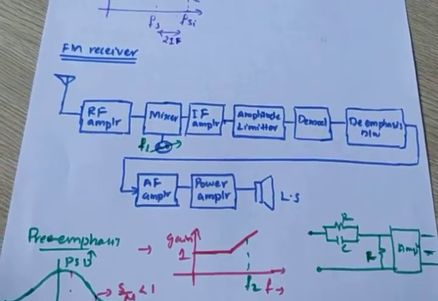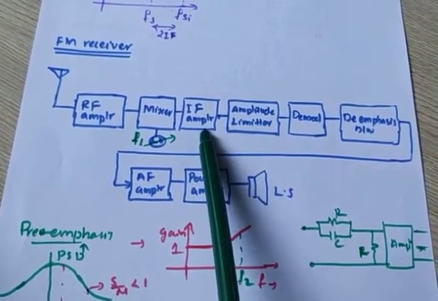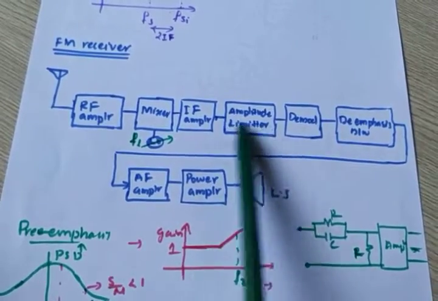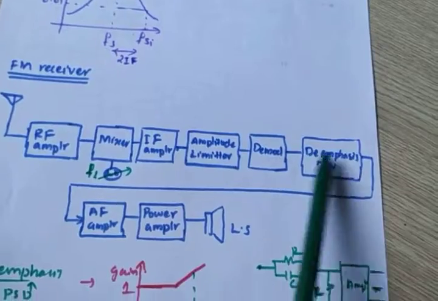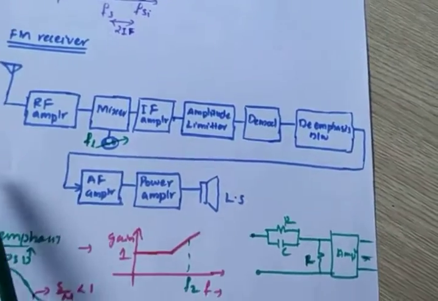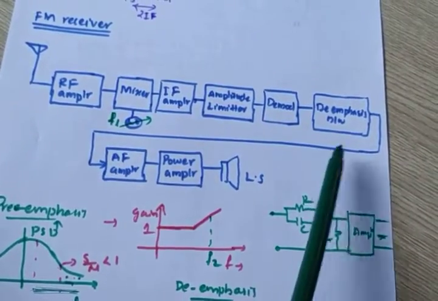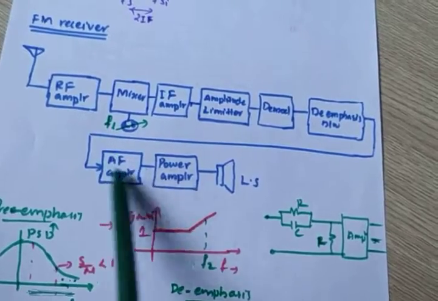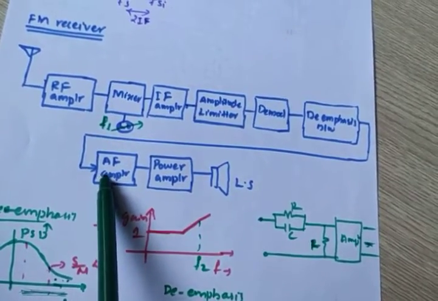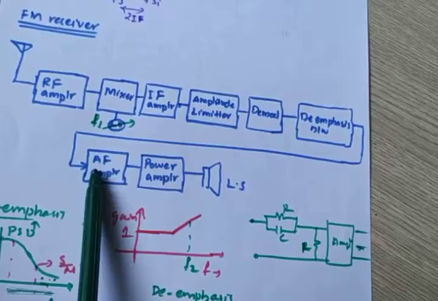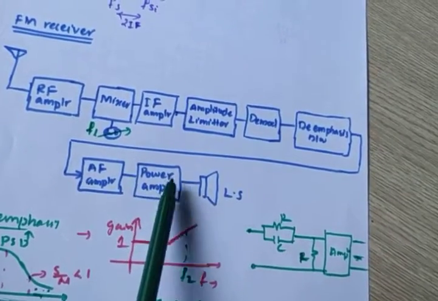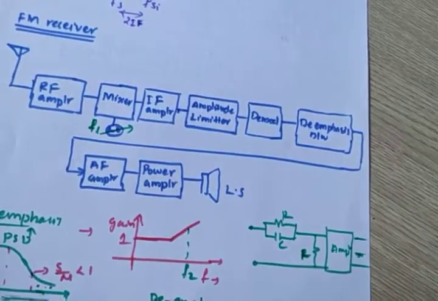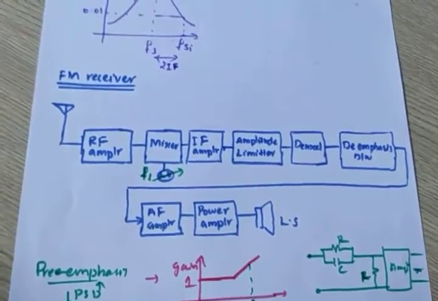This is about the FM receiver. The intermediate frequency signal is amplified, then the amplitude limiter limits the signal, and the demodulator down converts it to AM. De-emphasis network already discussed. Now the AF amplifier. Here it is an AM signal, and that AM signal is amplified with the help of this AF amplifier to a sufficient voltage level. Then before giving to the loudspeaker, it should be sufficiently power amplified, so to boost the power we use this power amplifier circuit. This is about the FM receiver.